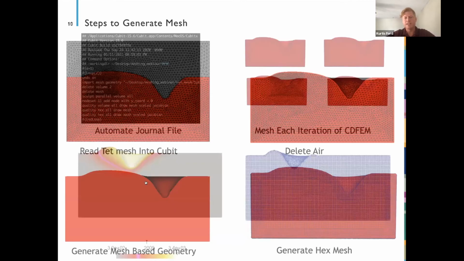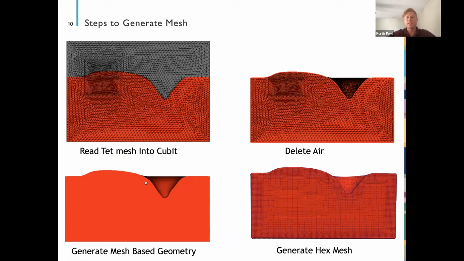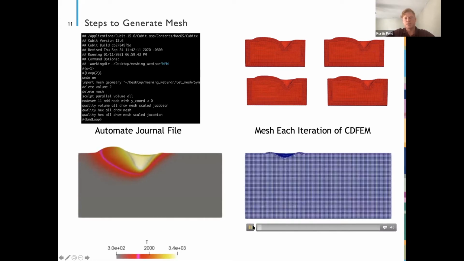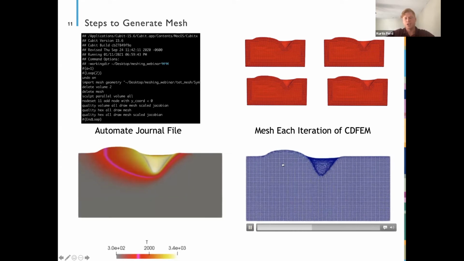Now, once I have done this, what I would do is I would take the journal commands, like I told you, and I would put them in a script, and then I would run this script on every single iteration of the CDFEM. And so your final state should be a model that looks like this. If this is your fluid model here running on the bottom left, then you'll have a hex mesh for each individual shape.